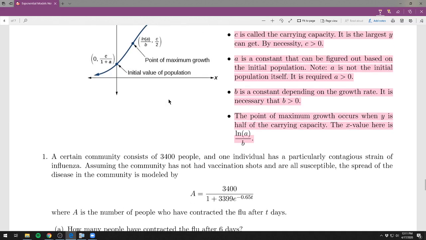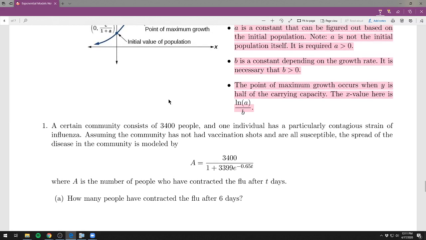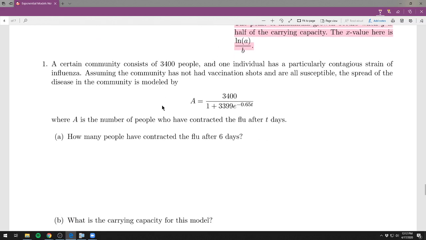All right, well, we'll begin by looking at a problem where they give us the formula, and it's really just about using this formula. There's not much to this first one. And so it says a certain community consists of 3,400 people, and one individual has a particularly contagious strain of influenza. Assuming that the community has not had vaccination shots and are all susceptible, the spread of the disease in the community is modeled by this formula. A equals 3,400 over 1 plus 3,399 e to the negative 0.65 t.